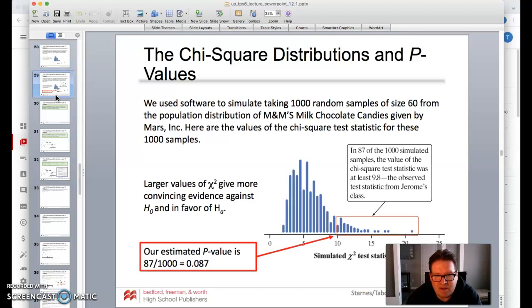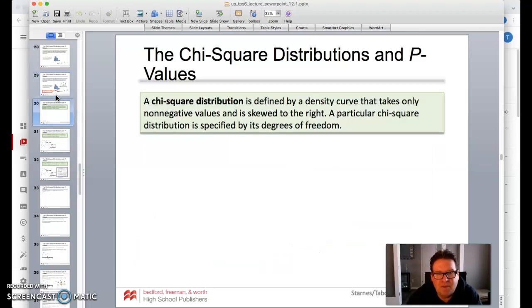So our estimated p-value is 87 out of 1,000, which is 0.087, because in 87 of the 1,000 simulated samples, the value of the chi-squared test was at least 9.8, which is the observed test statistic. That's what we got when we did Jerome's class. We had a 9.8. So in that case, we're saying the p-value there is 0.087. So 8.7% chance of that happening.